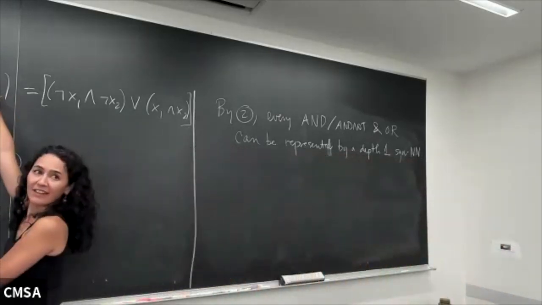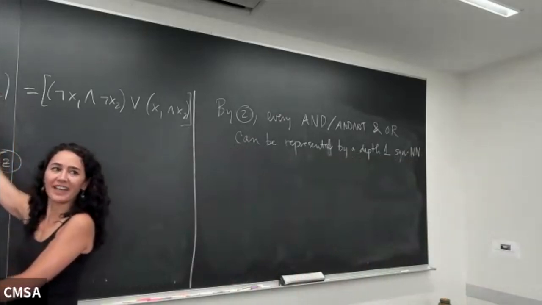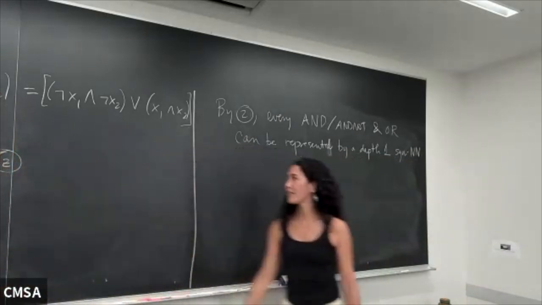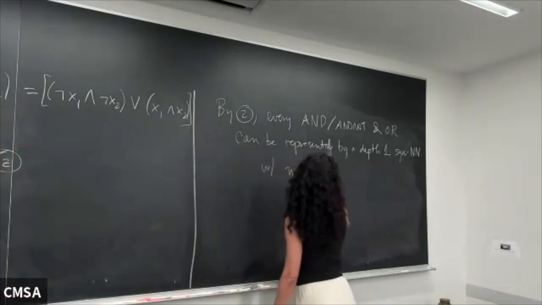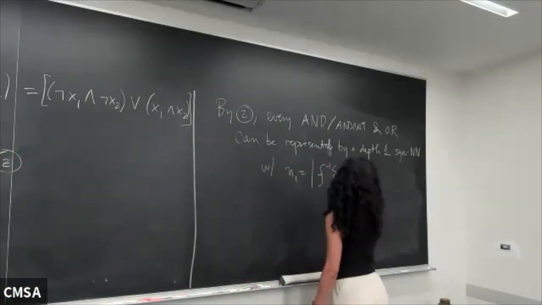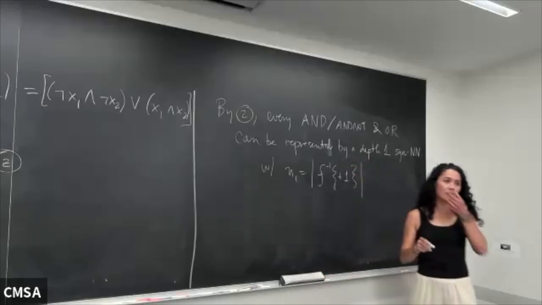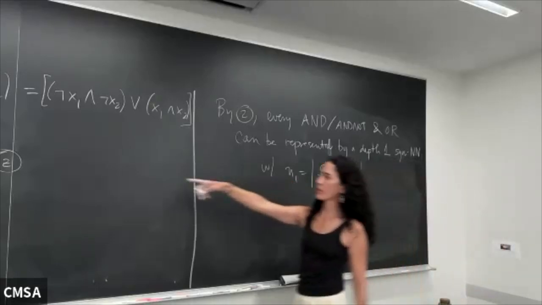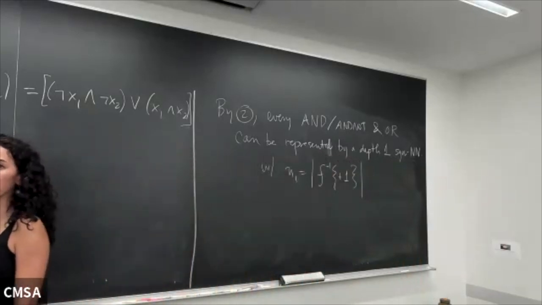Size of F inverse 1. Yeah, that's right. So you have one node in here for every and-not expression.